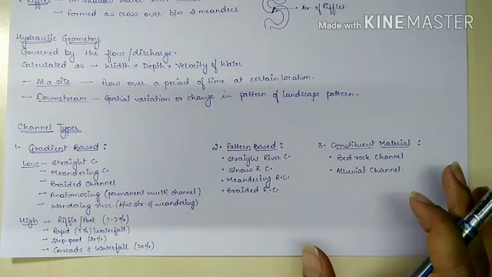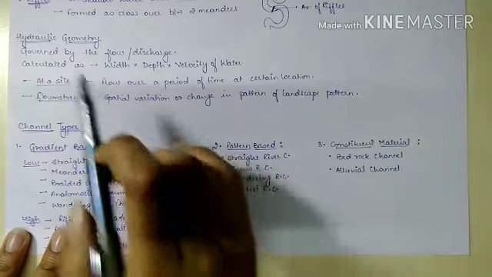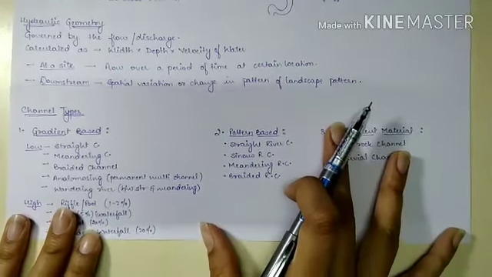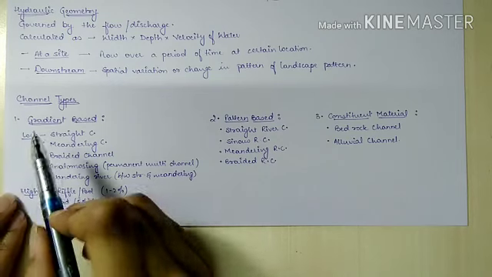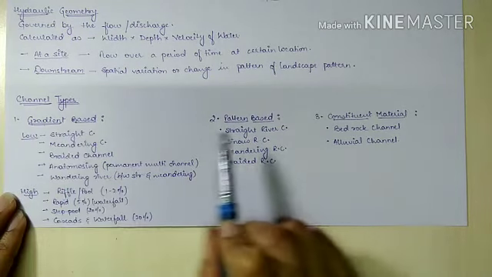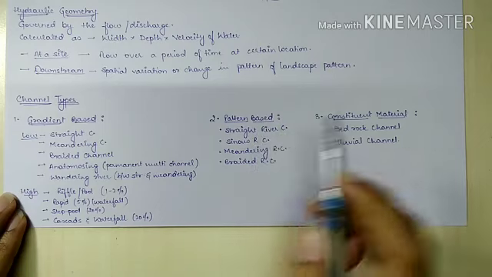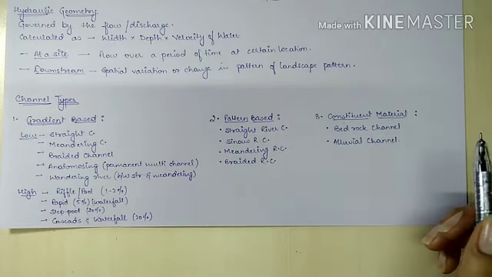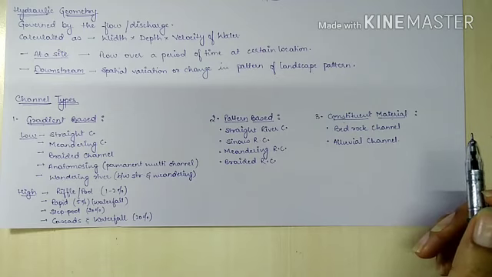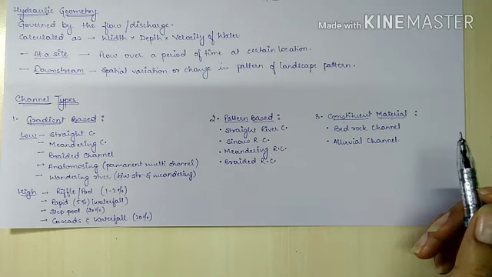Now we have completed hydraulic geometry. The last topic is channel types. So channels can be classified into three types on the basis of three things. First is on the basis of gradient, second is on the basis of pattern, and third is on the basis of constituent material. Okay. So on the basis of gradient, we have two types. First is low gradient, and next is channels in the high gradient.